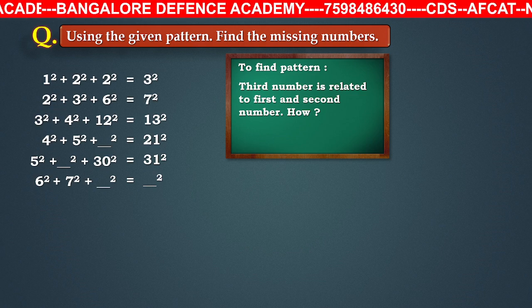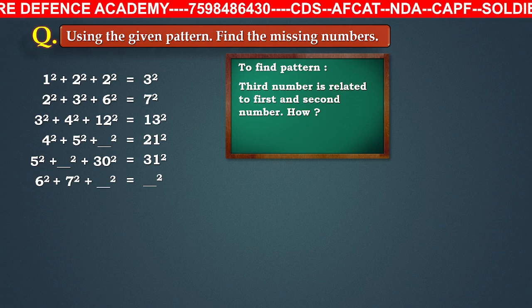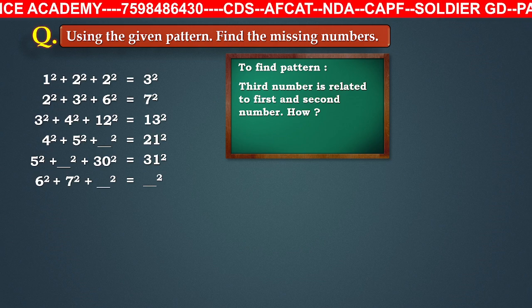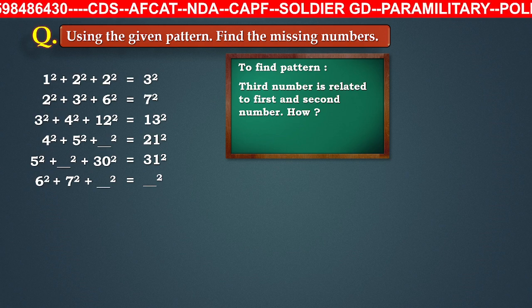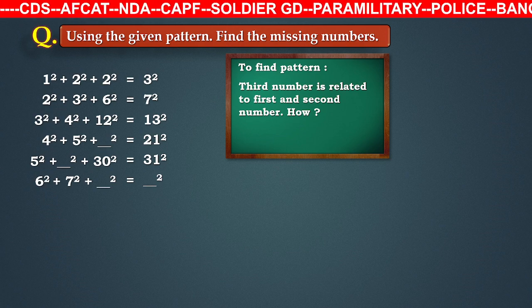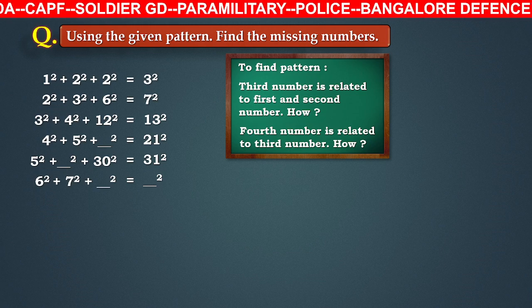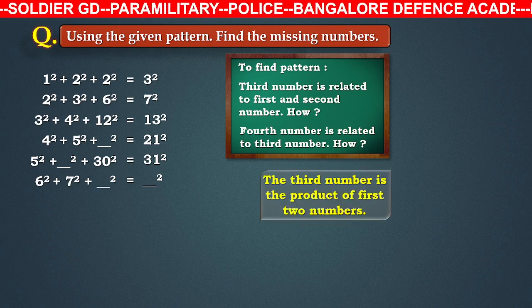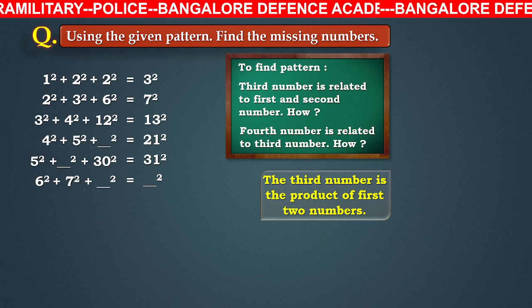You see on the left hand side, take the first question. 1 square plus 2 square plus 2 square. The first number is 1, the second number is 2, and the third number is also 2. So there is a relation between all these three numbers. And the fourth number is also relatable. So what is that relation? Very simple. The third number is a product of the first two numbers. Very easy.